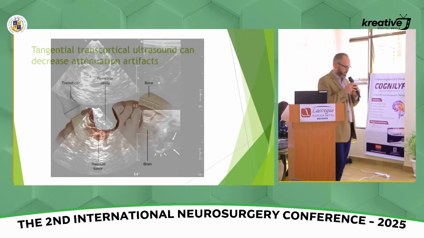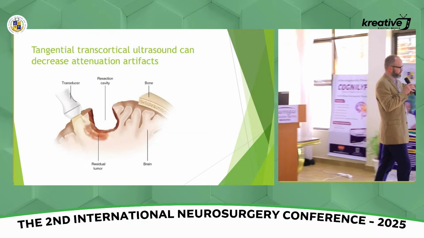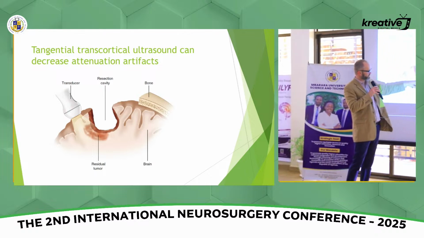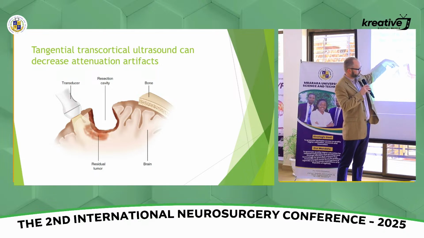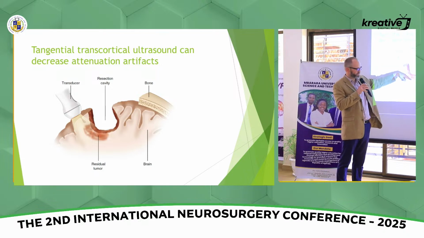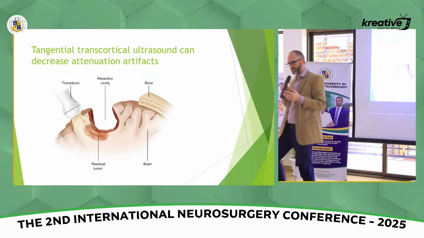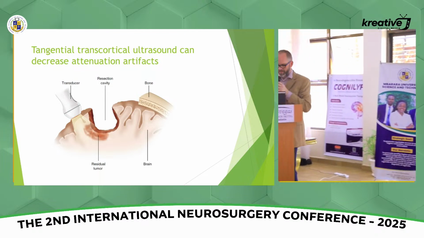This is a little depiction of what I was talking about. If you want to see, is this residual tumor, it'll look bright if you put the probe here. Is it still bright when you look through brain tissue only, or does it look the same as all the surrounding white matter? If it looks the same, you know that was just artifactual.